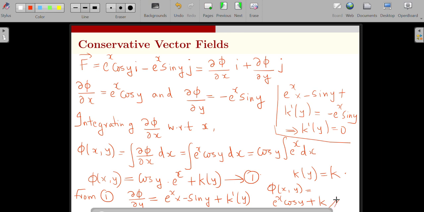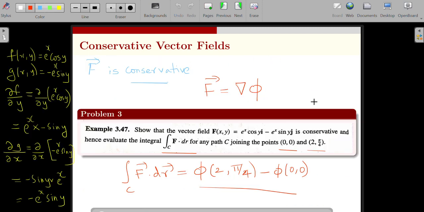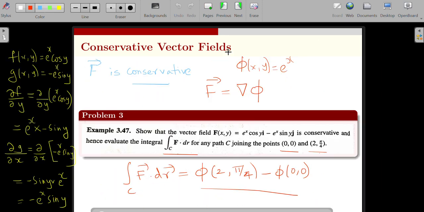So this will be our scalar function, the required scalar function phi. So now that is phi of xy is equal to e raised to x cos y plus k. So we are not done with the problem. We have to calculate the work done.